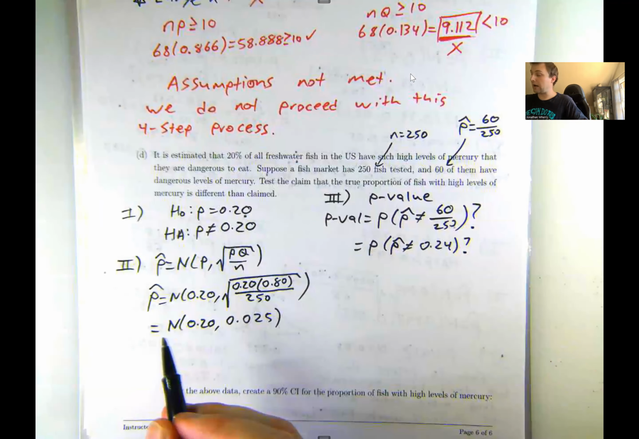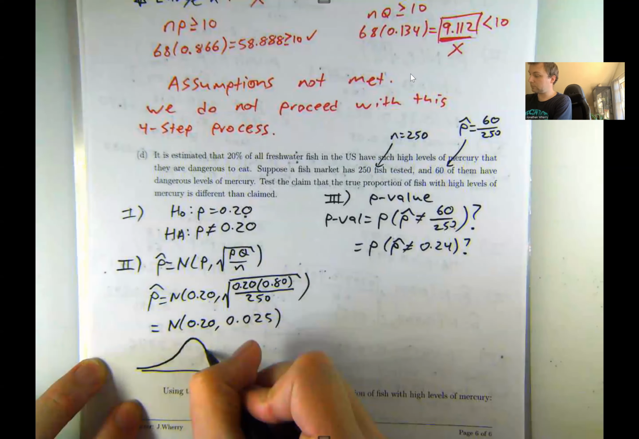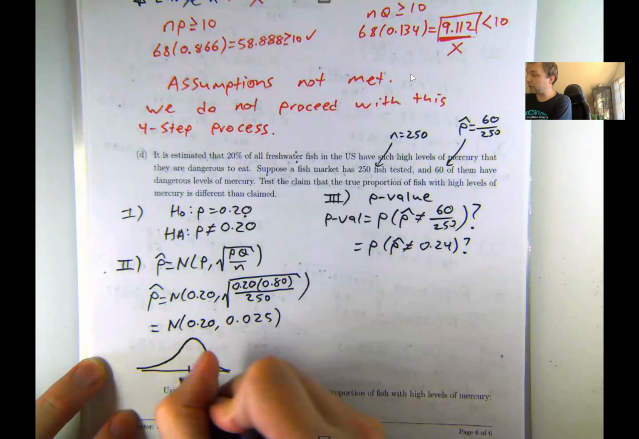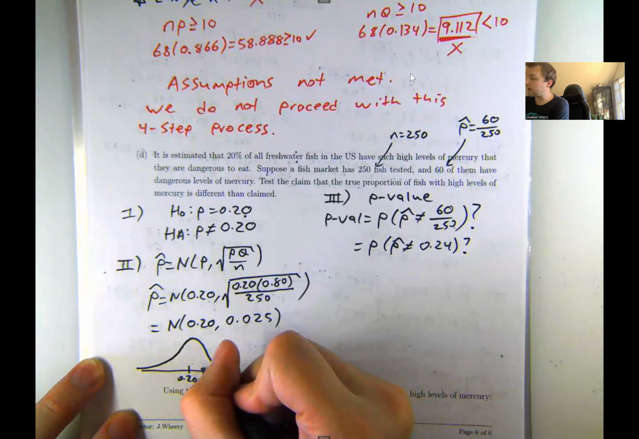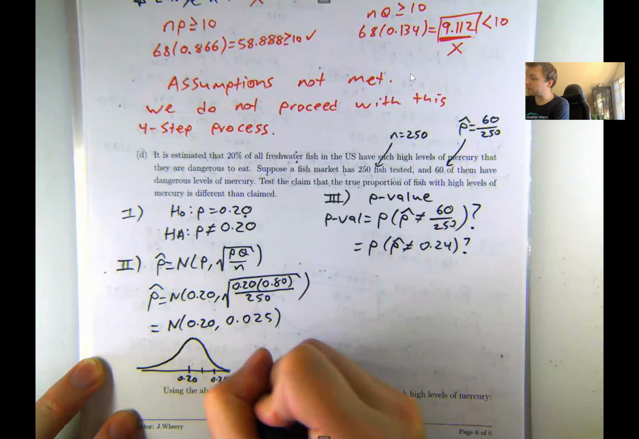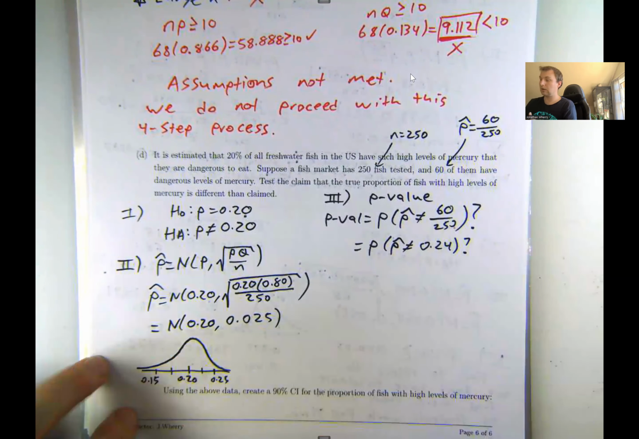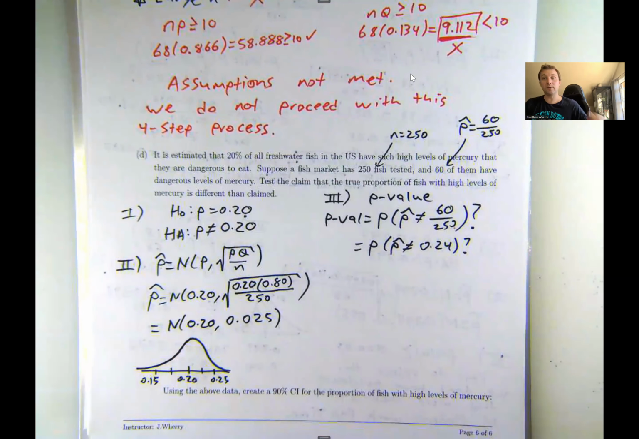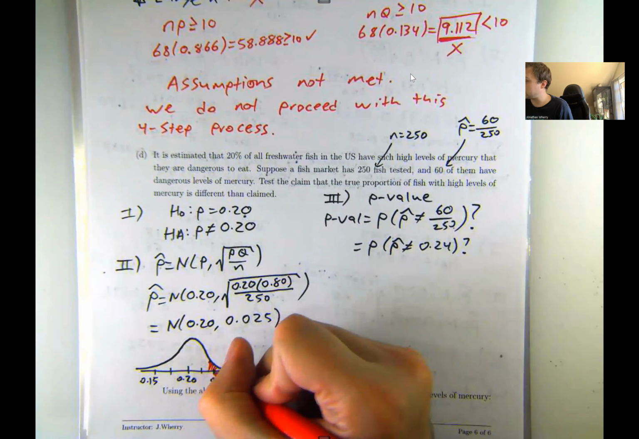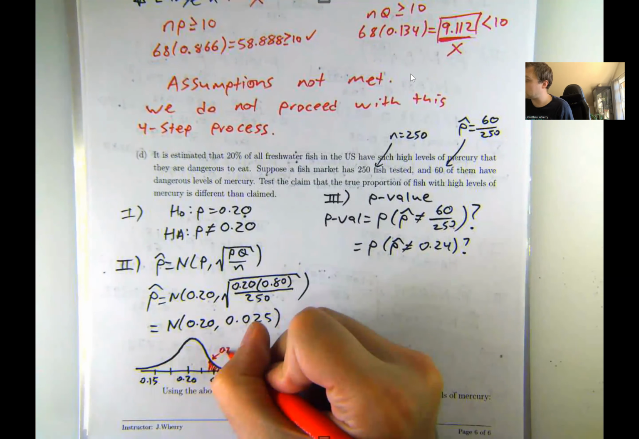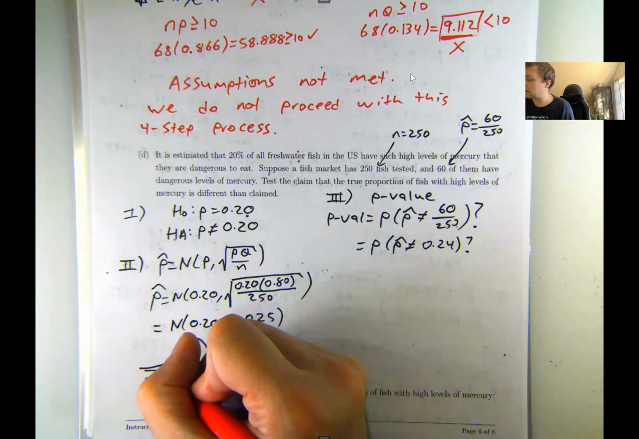So if I'm drawing my picture out, in the center of my curve, I have a 20% success rate. And I'm counting by about 2.5%. So 2 standard deviations up is 25, 2 standard deviations down is 15. And I have a value of 24. So I'm going to shade from 24 up. And two tails, I'm going to have a shade on the other side. And that much and down.